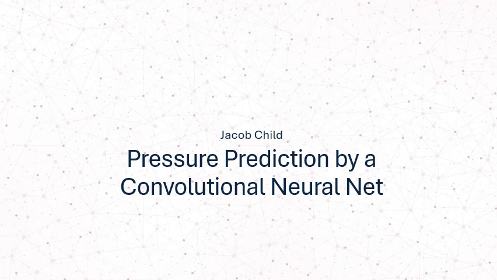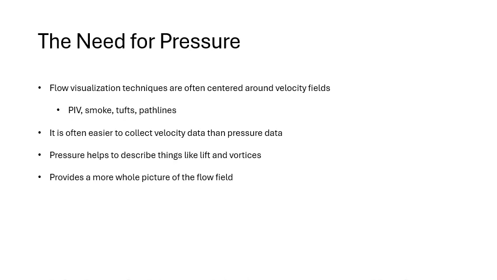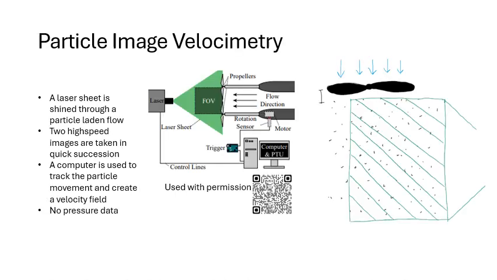I'm going to share about pressure prediction by a convolutional neural net. I have a lot to go through, so I'm going to blow through here pretty quick. Basically, we need pressure. It's important to better understand what's actually happening in a flow field. Flow visualization generally focuses around things that give you velocity, so predicting pressure from a velocity field is important and relevant. One of the common ways to do that is particle image velocimetry.